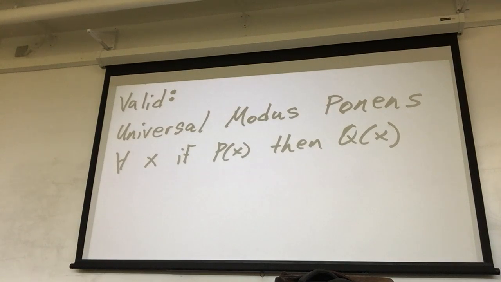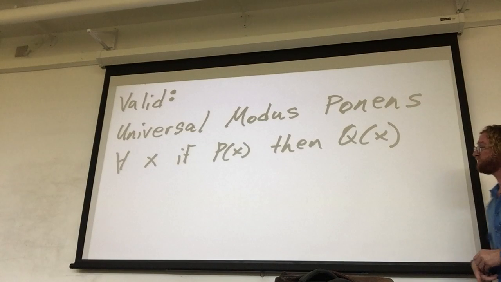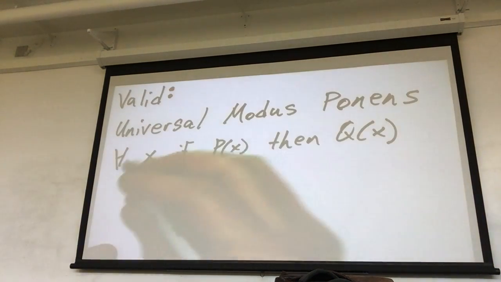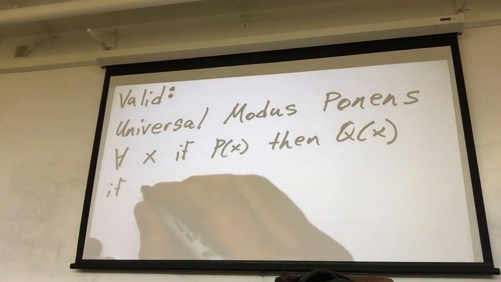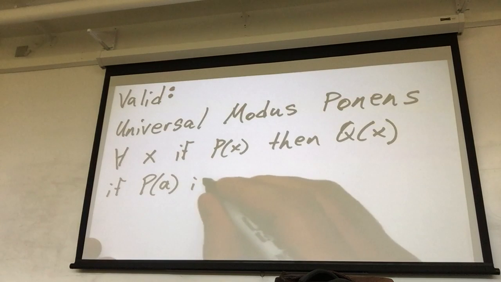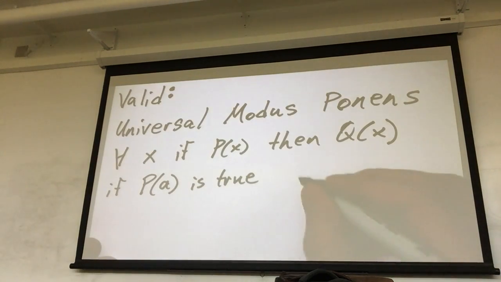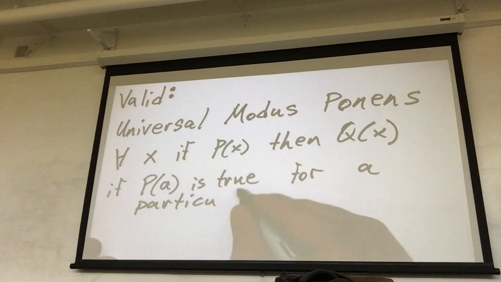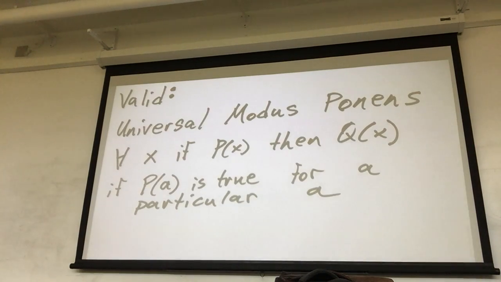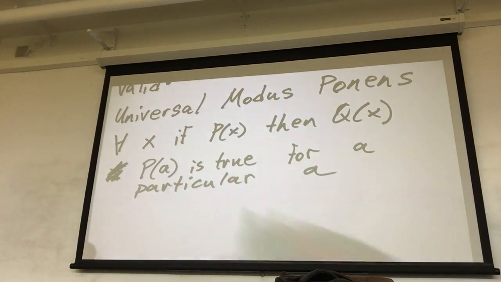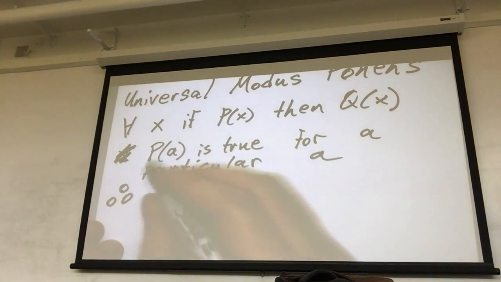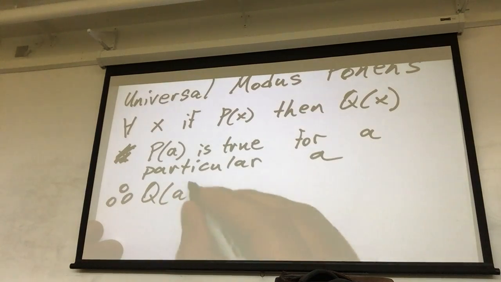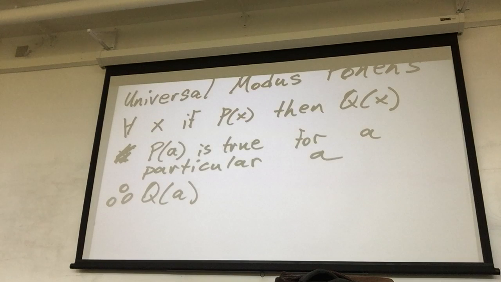Okay. Now, if you have a for every if-then statement, then you say, all right, well, let's say if P of A is true, for a particular A, actually you can drop that if statement. Therefore, you can say Q of A. So this one's kind of straightforward.